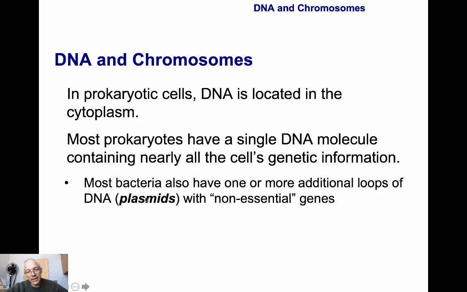And then most bacteria also have smaller loops of DNA that are called plasmids, and those plasmids often contain sort of extra genes that may be helpful for that bacterium. And plasmids are frequently exchanged between bacteria. So genetic information can be passed back and forth between bacteria. It's kind of a way for them to have sexual reproduction. They're exchanging DNA with other individuals.